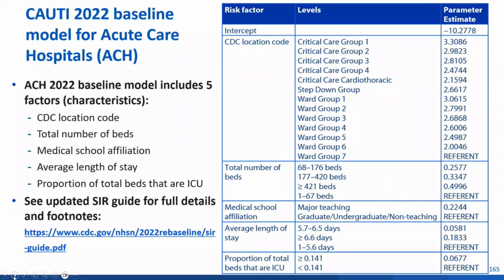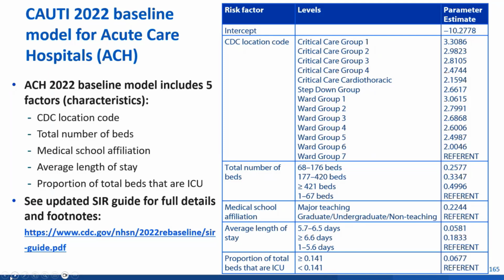Okay, so we'll use this fitted statistical risk adjustment model and its parameter values to determine SIR values over the next several slides. The model for acute care hospitals includes 5 factors, which are location type, total number of beds, medical school affiliation, average length of stay, and proportion of total beds that are ICU.